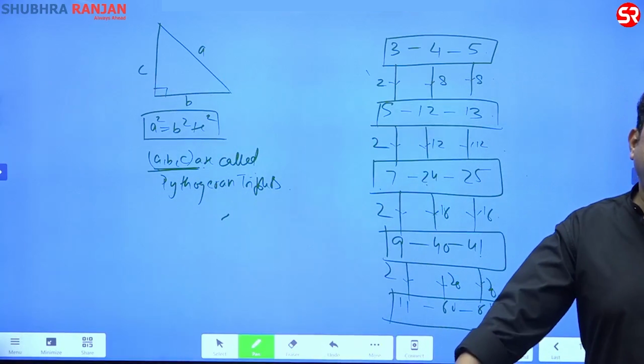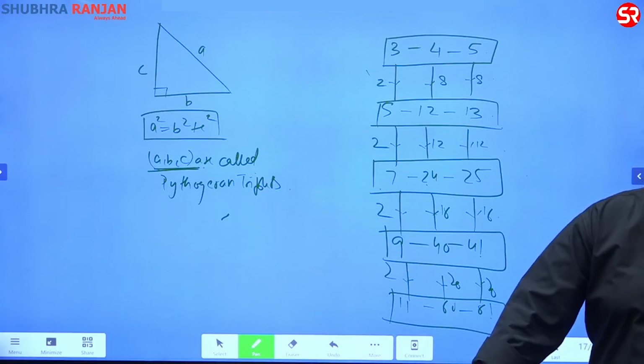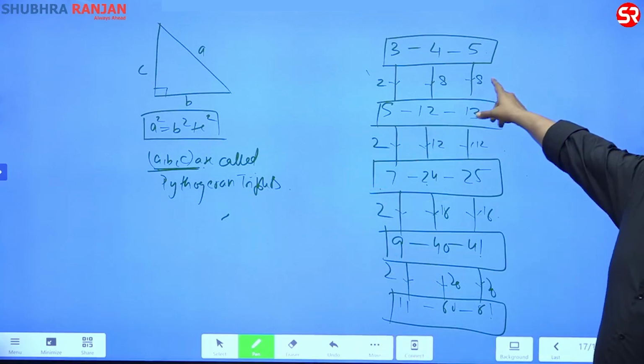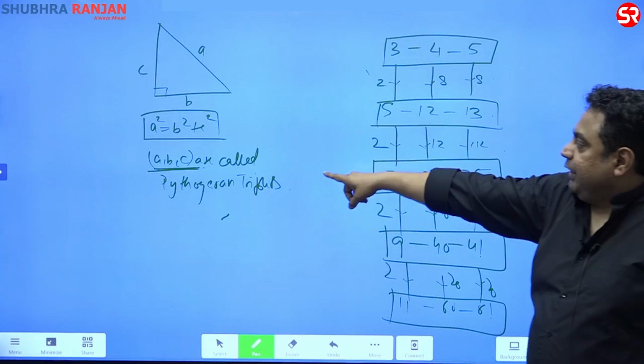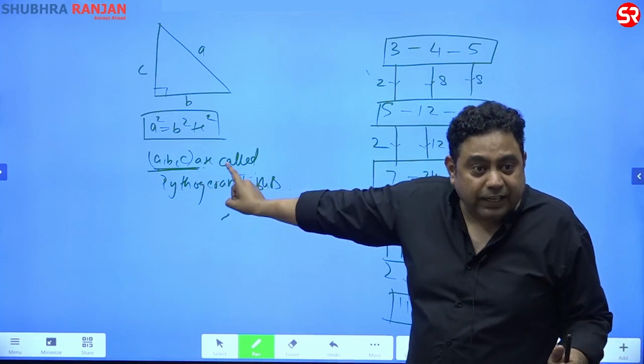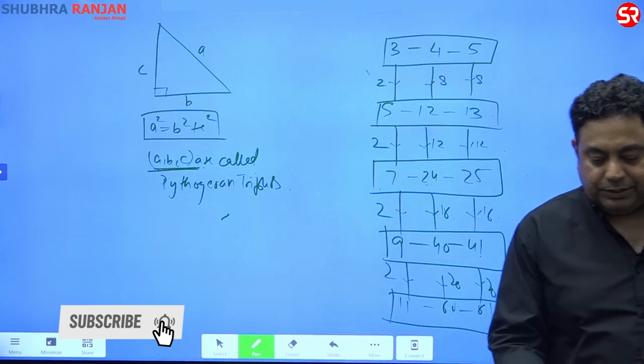But it doesn't stop here. Right? Note this down once. Kindly make a note of it. And see, this is for integers only. It starts from 3, 4, 5. When do we call it a Pythagorean triplet? When A, B and C are integers. Kindly make a note of it. All right. When A, B and C are integers.